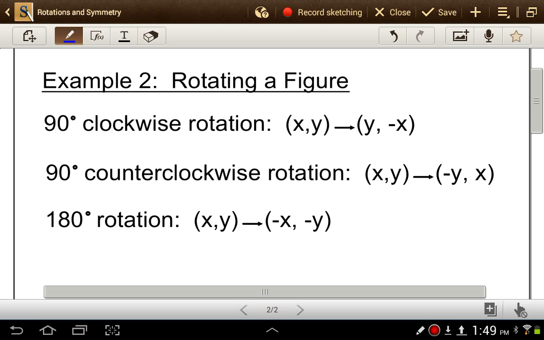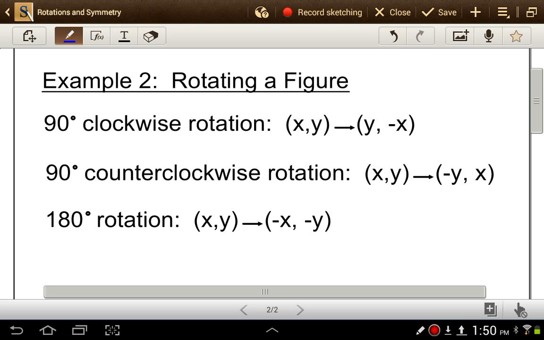Moving on to our 90-degree counterclockwise rotation, you are going to do the same thing. This is taking us to the left. We're going to switch our x and our y coordinates, except this time, the old y coordinate, the new x coordinate, we are going to take the opposite of that number. So we switch the numbers where they belong, and then we take the opposite of the old y, the new x.